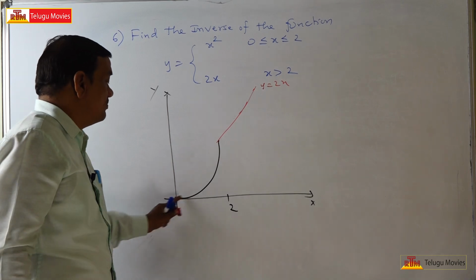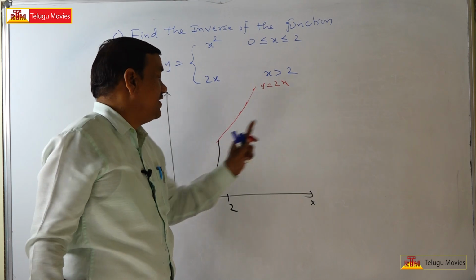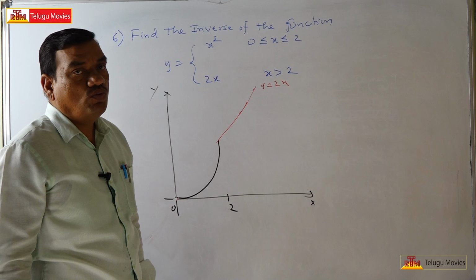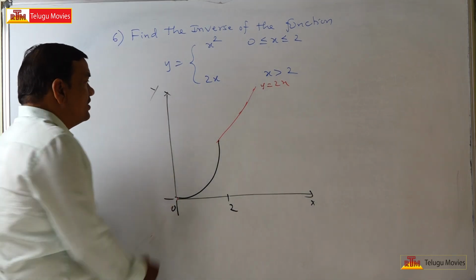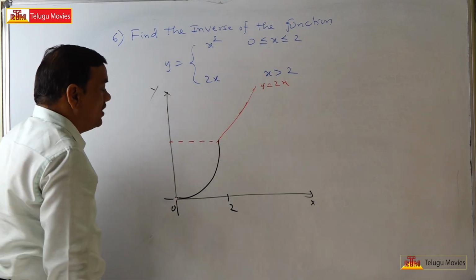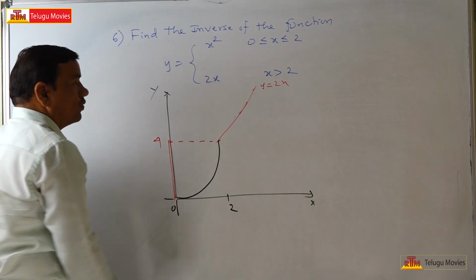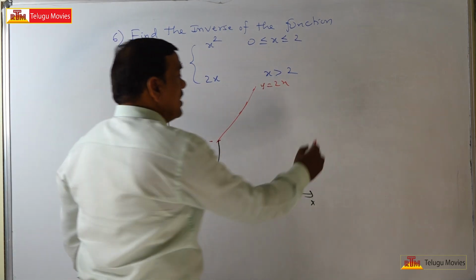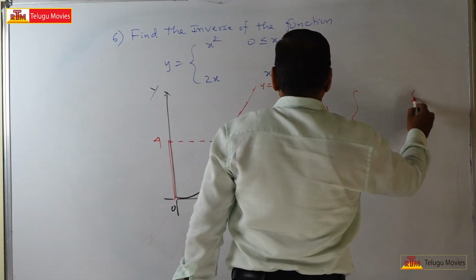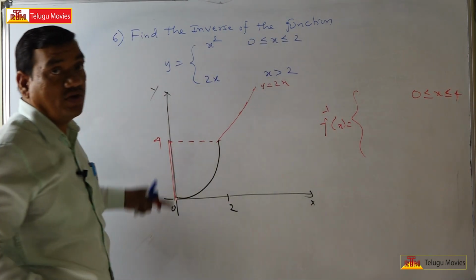From 0 to 2, y is equal to x square. From 2 to infinity, y is equal to 2x, a straight line. For this type of function, we have to find its inverse. Inverse means we have to find the y values. If x is equal to 2, y is equal to 4. So the range is from 0 to 4. So I am telling f inverse of x is defined for x from 0 to 4, x less than or equal to 4. You have to take the y values.